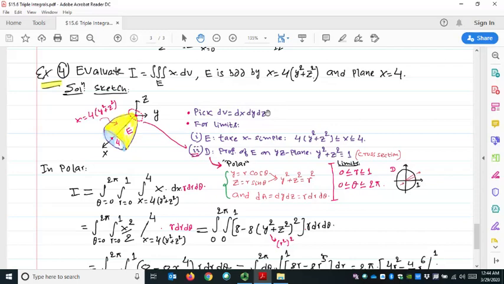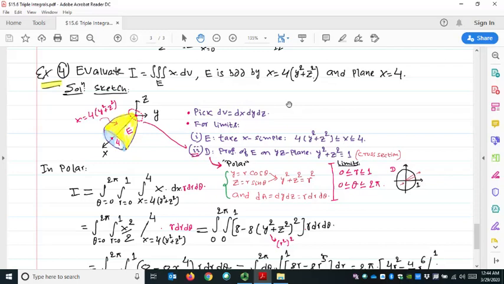So first, the x bounds. Let me sketch the surface here. Our surface is, this yellow region is a paraboloid and x equals 4 is a plane. So for the x limits, x is bounded between this paraboloid and x equals 4. So the lower bound of x is 4 times (y squared plus z squared), and the upper bound is 4. Keep in mind that this paraboloid passes through the origin, so this is obviously the lower bound for x.